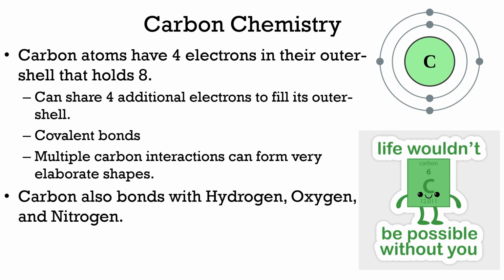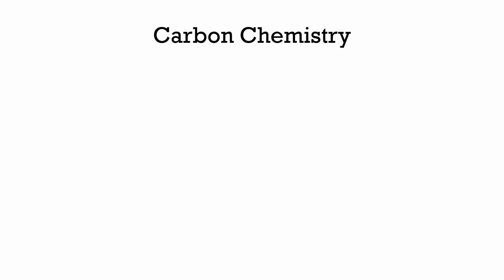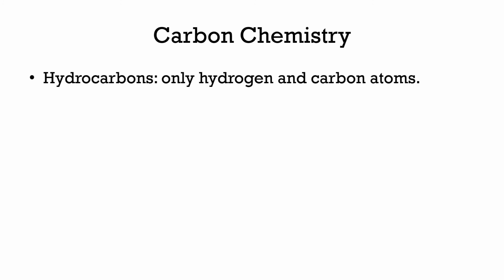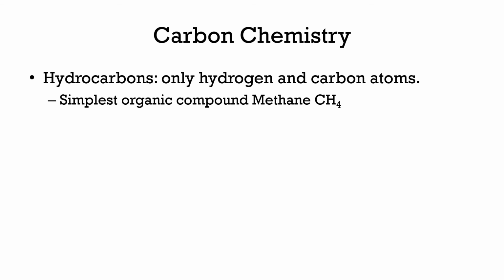Many of the times that we will look at carbon today, it will bind with hydrogen, oxygen, and nitrogen. Sometimes there'll be some other things, but the majority of the bonds are going to be with these 3 different elements. When you have molecules that contain only carbon and hydrogen, those are going to be called hydrocarbons. And the simplest is going to be something called methane. It's CH4.